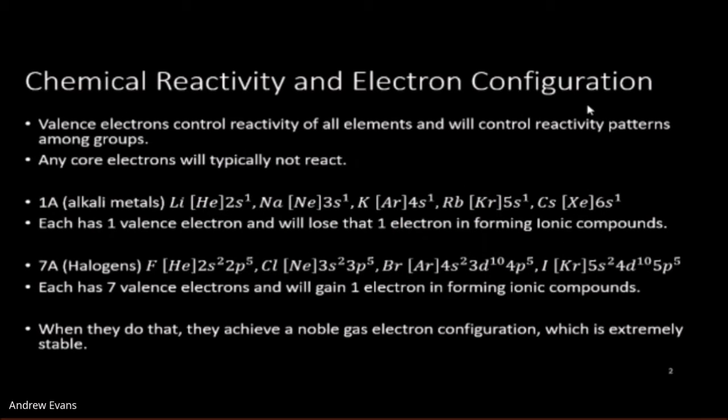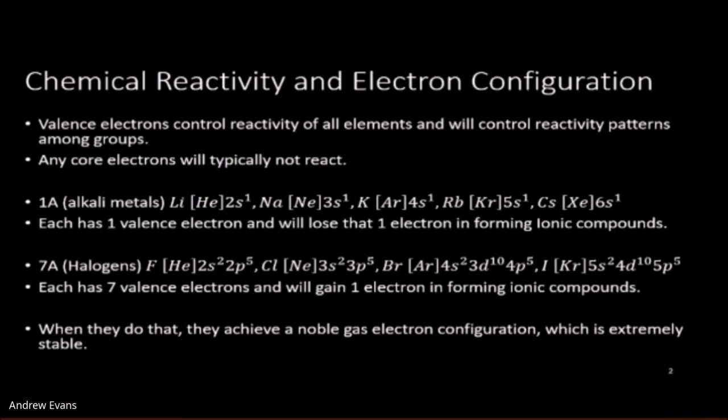So, quick reminder, the valence electrons are going to be the thing that controls the reactivity of all elements. And it's going to be useful for understanding the reactivity patterns among the various groups. Typically, any of the core electrons will not react. It's too much energy to remove a core electron. But the valence electrons are going to be relatively easy.